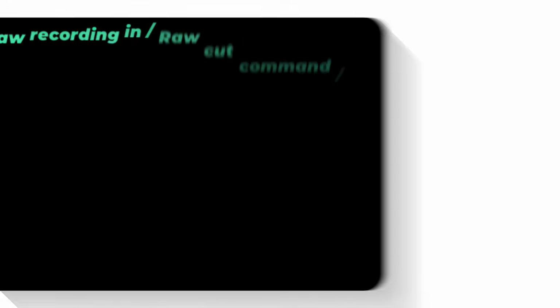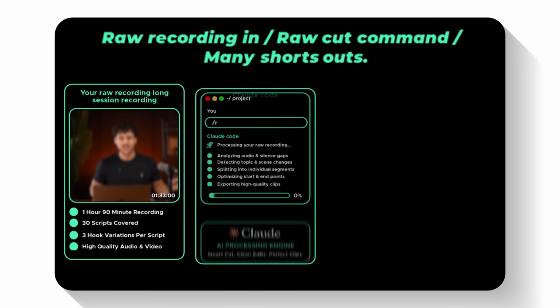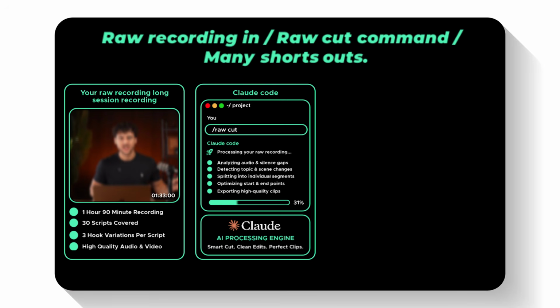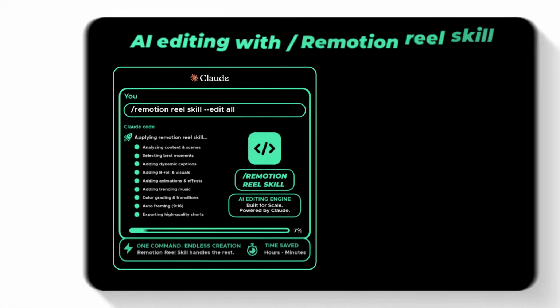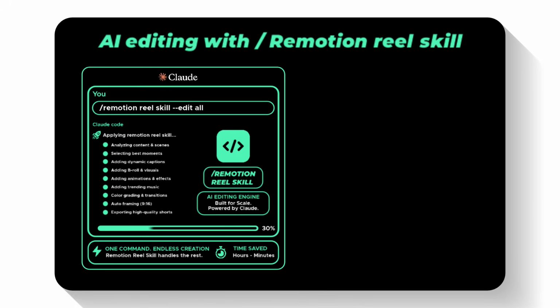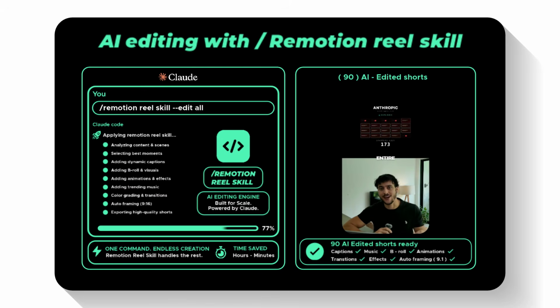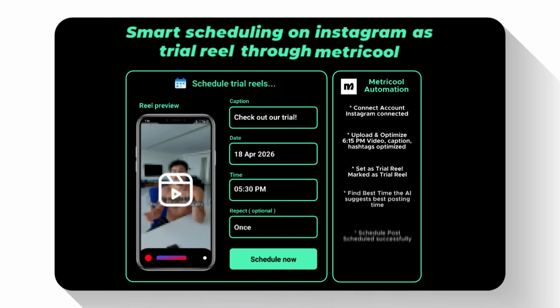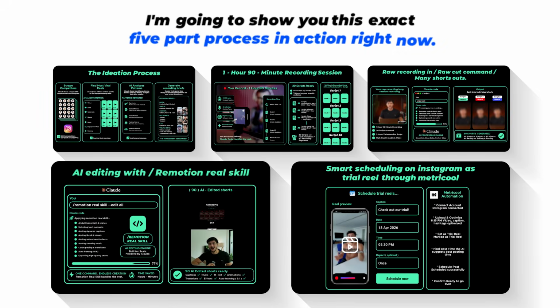From there, I go back into Claude Code, take my raw recording, and run the /raw cut command, which takes the long recording and splits it up into all of the individual videos. And then I use the /remotion reel skill inside of Claude Code to actually edit the videos, add captions, add music, and so on, until I finally end up scheduling it on Instagram as a trial reel through Metricool. And I'm going to show you this exact 5-part process in action right now.